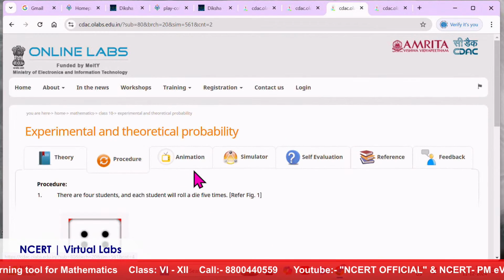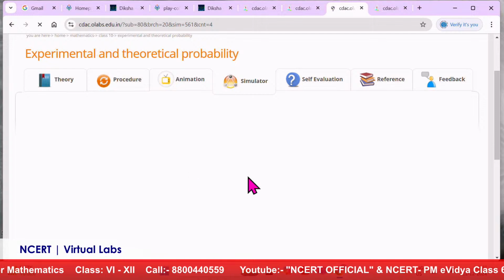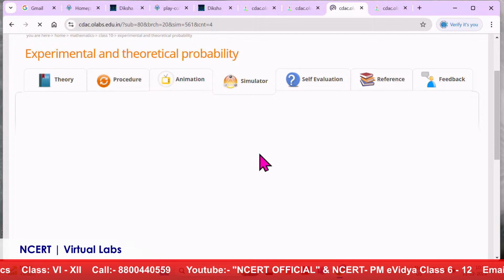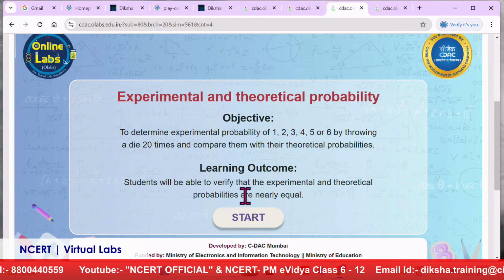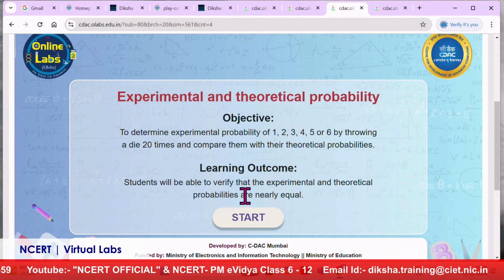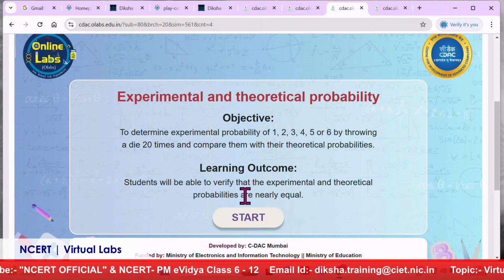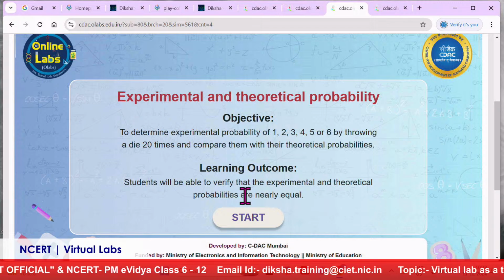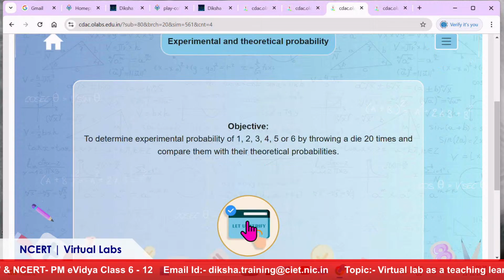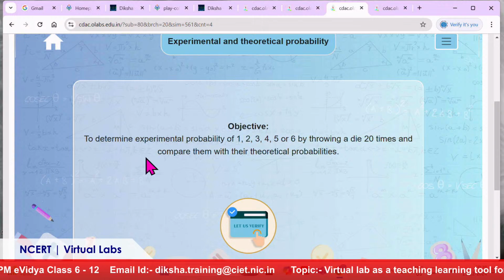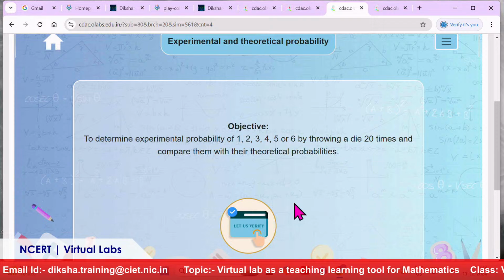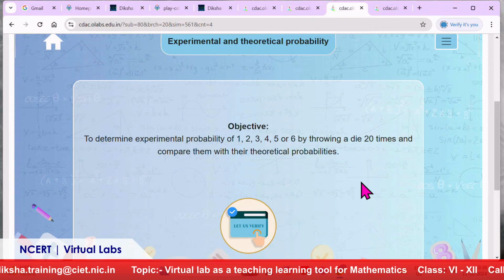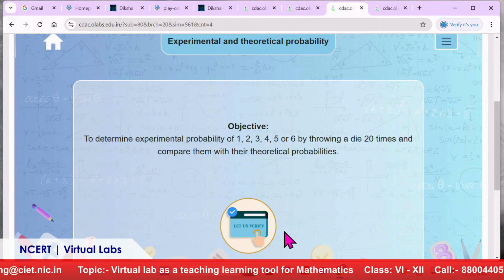So I am coming to the simulation. Okay. In the simulation, the learning outcome is that students will be able to verify that the experimental and theoretical probabilities are nearly equal. Okay, so I am starting this. The objective is to determine the experimental probability of 1, 2, 3, 4, 5 or 6 by throwing a die 20 times and compare with their theoretical probabilities.